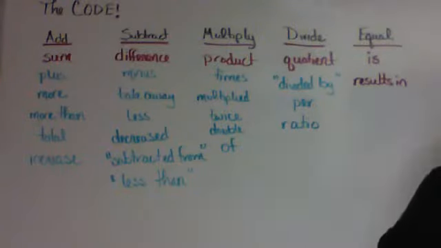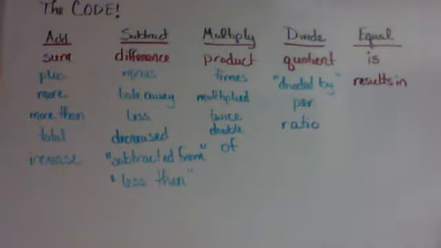This code never changes. It will always stay the same. It will help you tremendously in word problems, because that's what word problems are. They're problems that are written in code, and the code that they're written in is words. So as long as you know the code, you can rewrite the word problem in numbers and equations so that you can solve the word problem faster. That's what the code is all about.